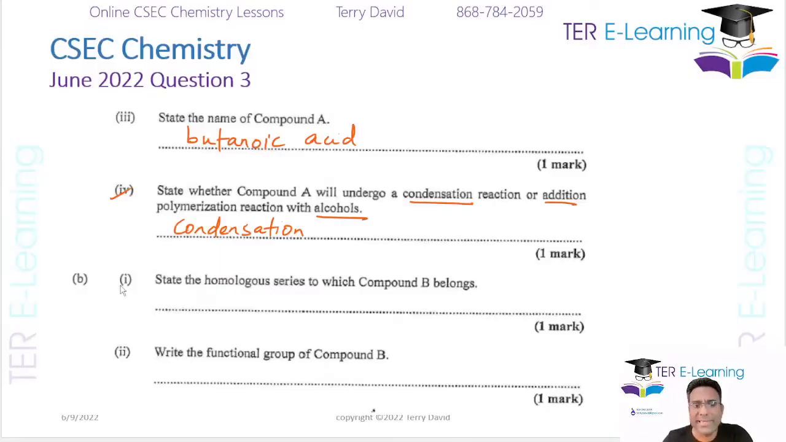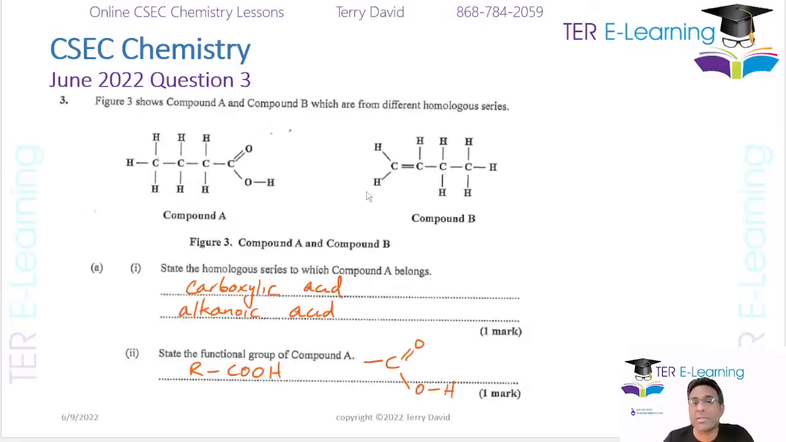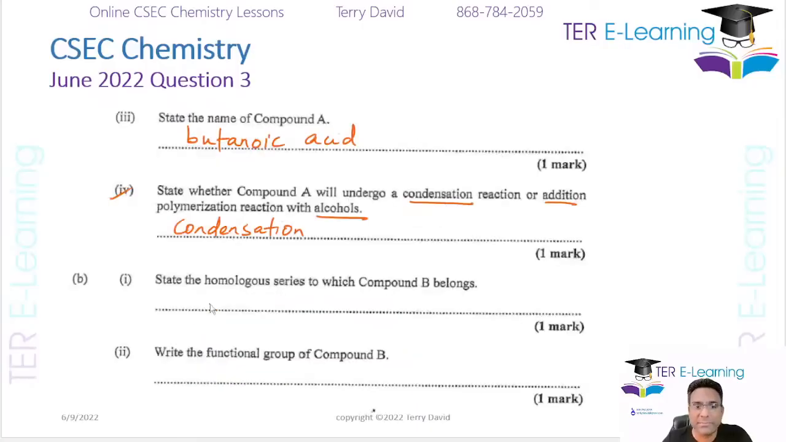All right, next one. State the homologous series to which compound B belongs. If we look at B, the fact that it has a double bond tells me that it's an alkene. So all you're going to say is alkene, 1 mark. Next one, write the functional group present in compound B. All you need to do is draw a double bond. That's it. Write the functional group, C double bond C.